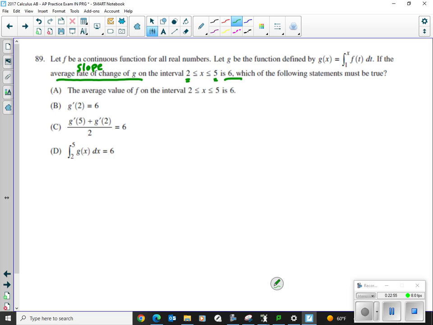First of all, we don't know anything about the slope right at 2 is 6. That's poo-poo. Okay?